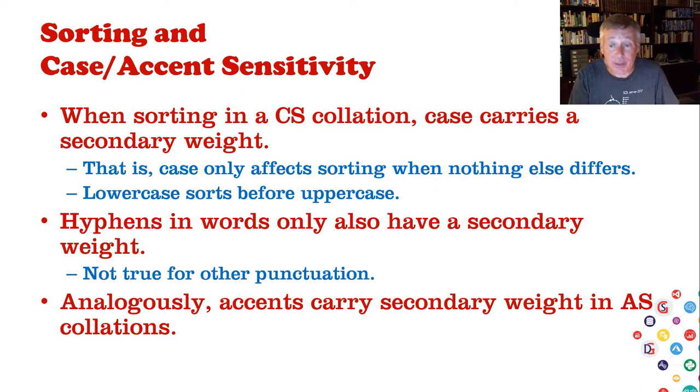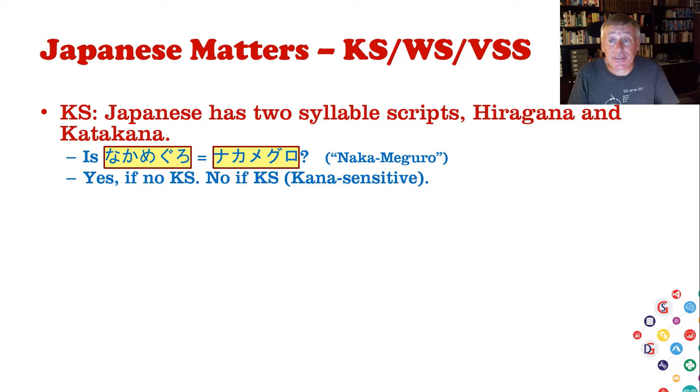Now let's talk about Japanese matters. These are KS, WS, and also VSS that can appear in the collation name. So KS stands for kana sensitive. Japanese has two syllable scripts, hiragana and katakana, and the way it works, I'm told, is that hiragana is mainly used for native words, whereas katakana is used for foreign words. So anyway, here we have Nakameguru again, to the left in hiragana and to the right in katakana. Now the question is, are they equal to each other? Yes, as long as it does not say KS in the collation name, they are equal. But if it's KS, it's kana sensitive and they are different.